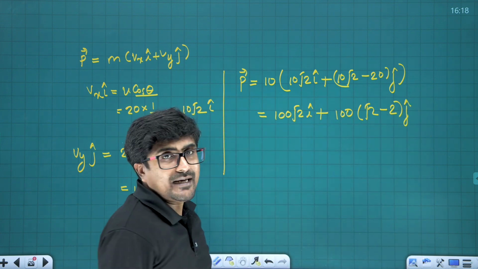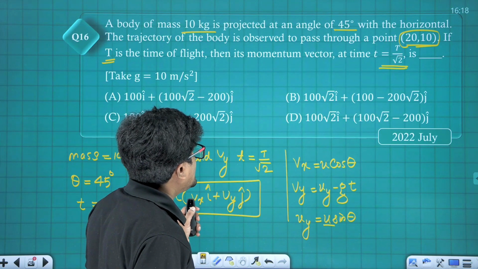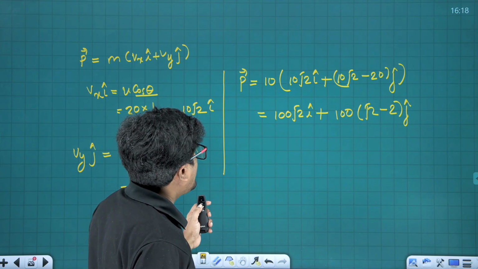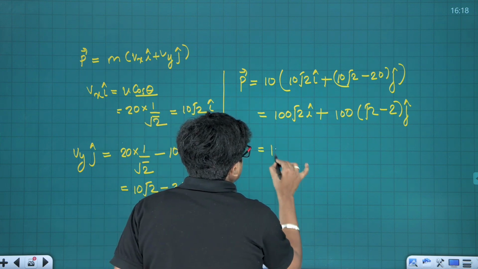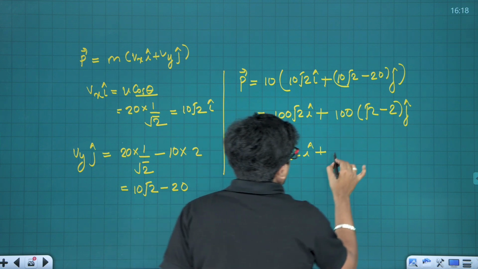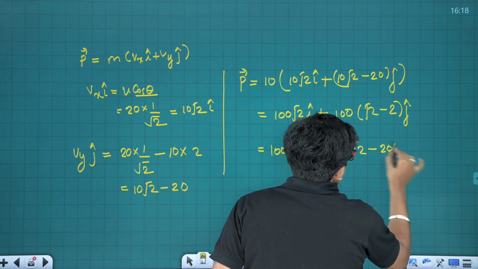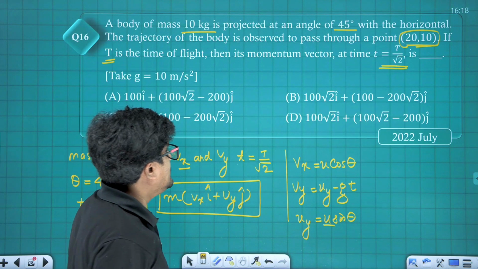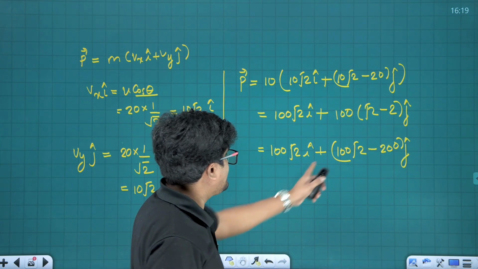I took only 10 out. So this is my final answer, and if I check with the options here, it seems I need to take this 100 in. Yes. So here this is going to be 100 root 2 i cap plus here this is going to be 100 into root 2 minus 200 j cap. Which means option D must be the correct answer here.